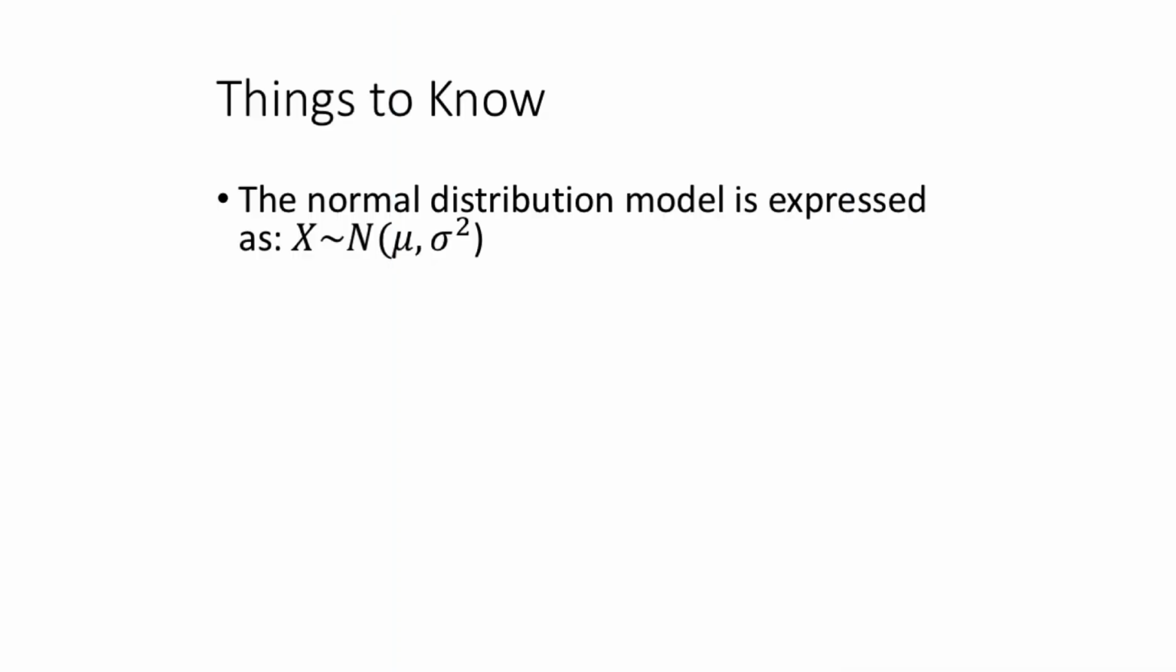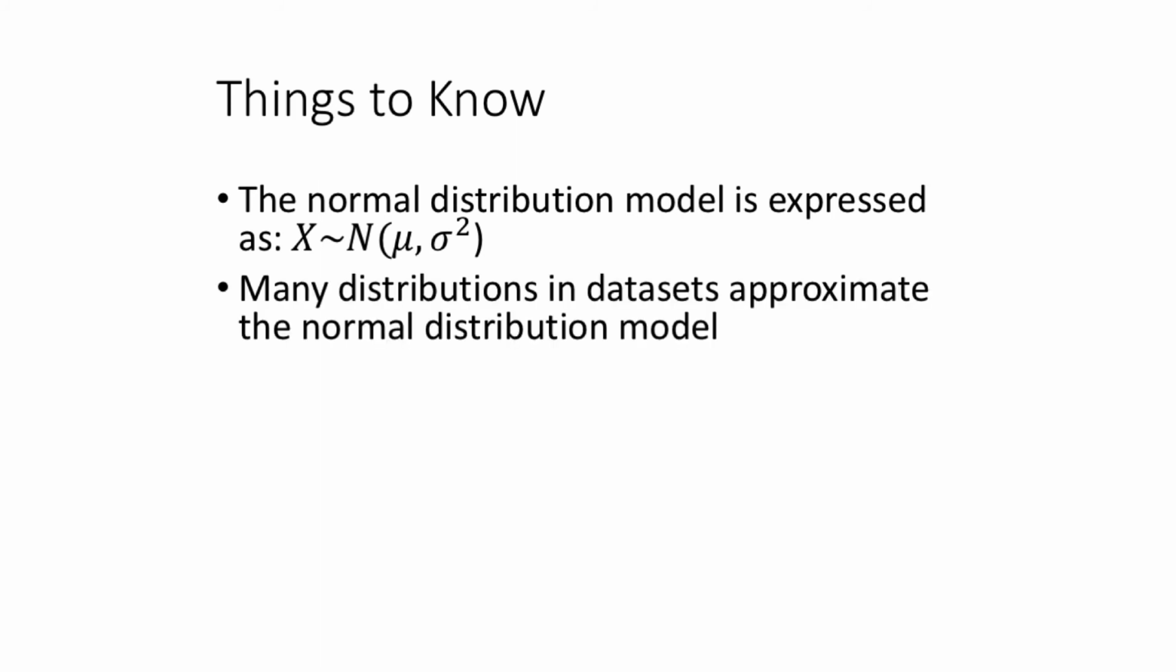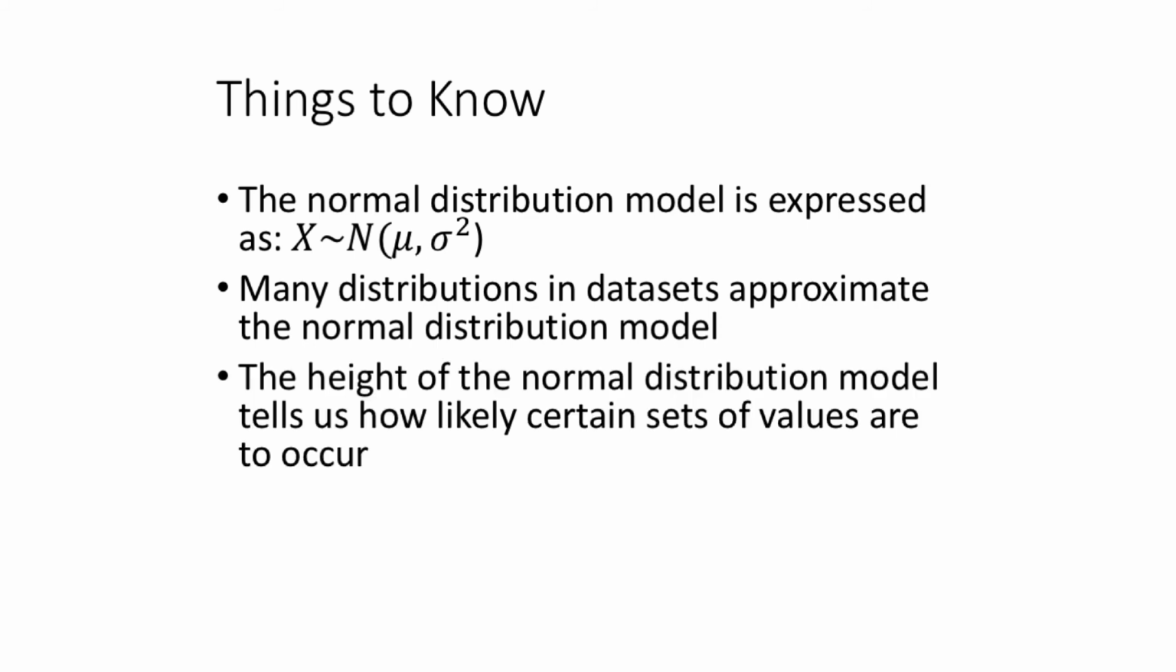So there are a couple things to know. The normal distribution model, we can express it as some variable x being distributed normally, centered on a mean and some variance. We use Greek letters for the normal distribution model by convention. There are many distributions in data sets that are approximately normal, and so we can use the normal distribution model to compare with the actual distribution in these data sets to see, could we just model this distribution in the data using the normal distribution?